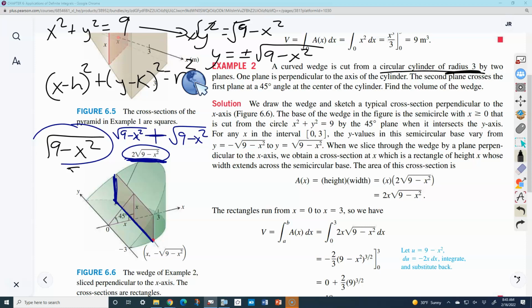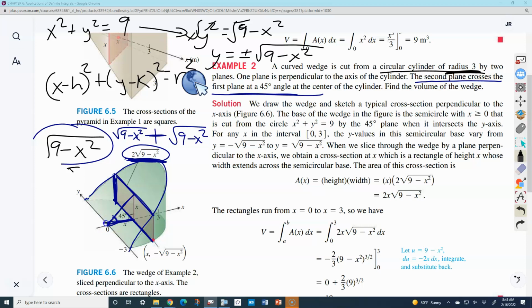According to the description of the problem, it says the second plane crosses the first plane at a 45-degree angle at the diameter of the cylinder. So that's this plane right here, crossing the XY plane at a 45-degree angle. It's crossing it at this angle right here, which is 45 degrees. What does that tell us? That tells us that the height of this rectangle goes all the way up to there.